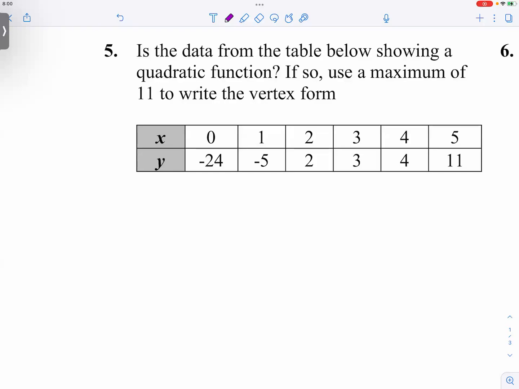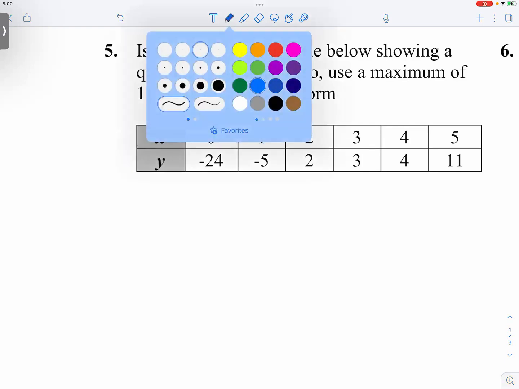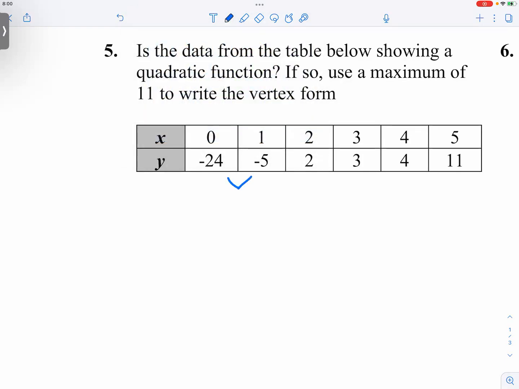So for number 5, is it quadratic or is it not a quadratic? So again, you do the difference, and you do the difference of the differences. Again, you have to be very consistent. So if you say, let me see, I'm going to do right minus left. I want to do big number minus small number.